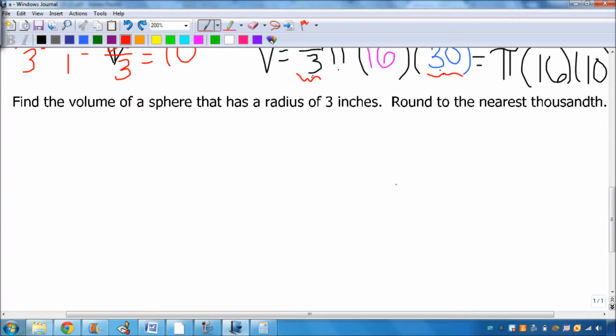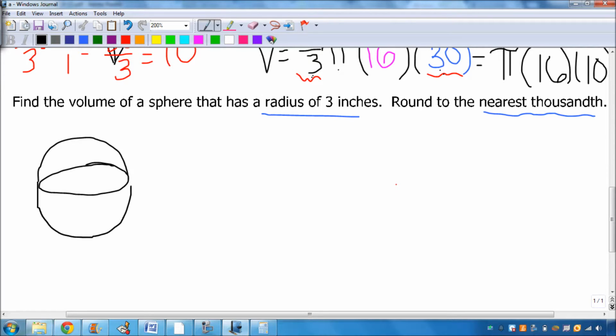Find the volume of a sphere that has a radius of 3 inches. We know our radius is 3 inches, and this time we have to round to the nearest thousandth. So in order to figure this out, we don't need an exact answer, so we won't have pi in our answer. Let's draw a picture of what our sphere looks like. So here's our sphere, just like this, and we know that our radius is 3 inches.